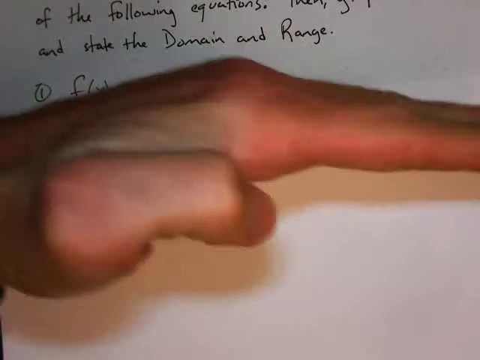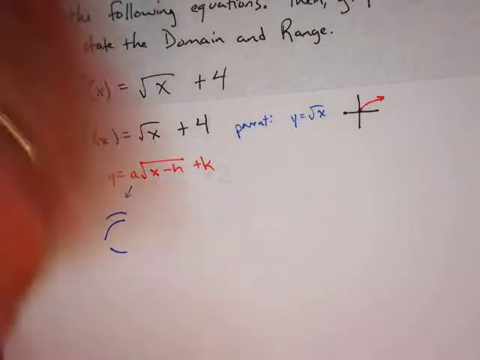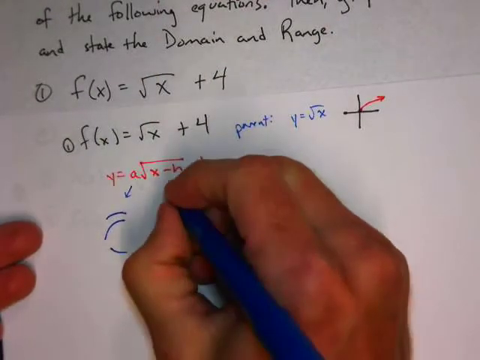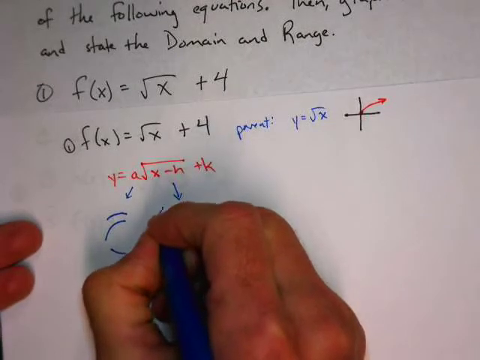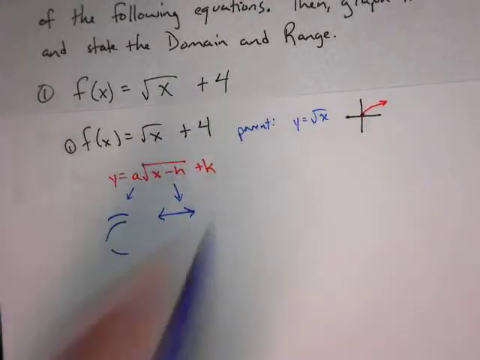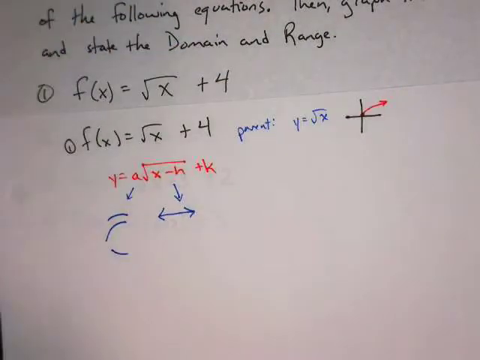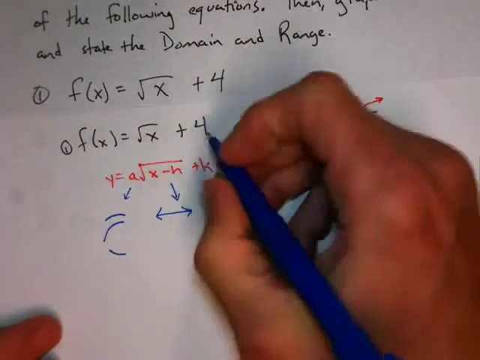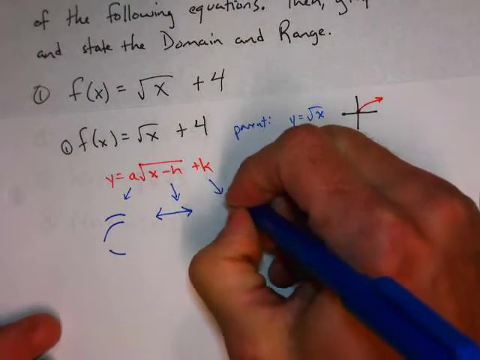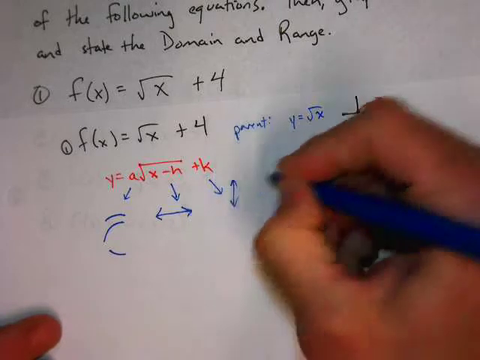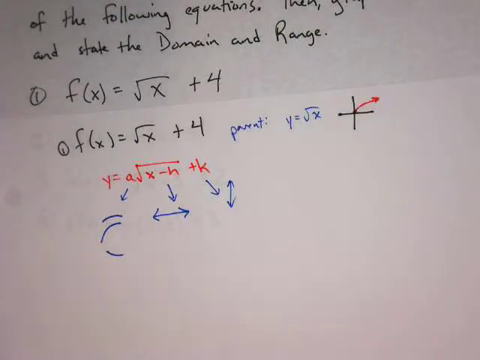Is it a narrow line? Is it a big dip, or is it up or down? What h would affect is the horizontal shift. If it's minus, it's to the right. If it's plus, it's to the left. And then k would mean that it's shifting up or down. So all these impacts of what's happening.